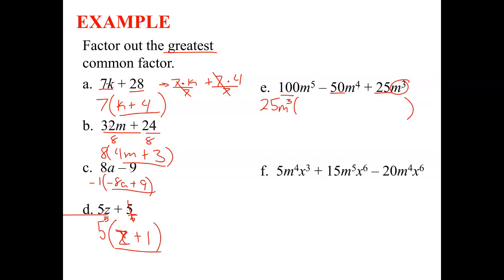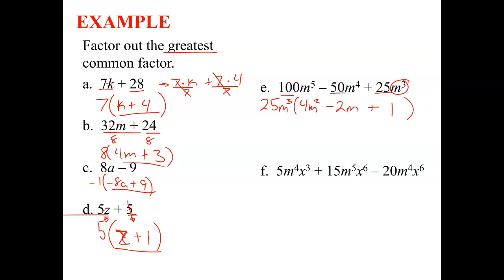So if I factor out m to the 3rd from 100m to the 5th, what am I left with? 4m squared. Then my next term: 2 what? m. And then my last term? 1. I started with 3 terms, so I have to end with 3 terms. That last one just simplifies to 1.